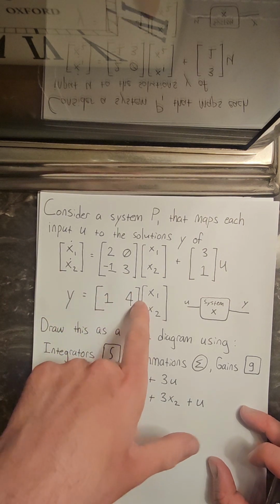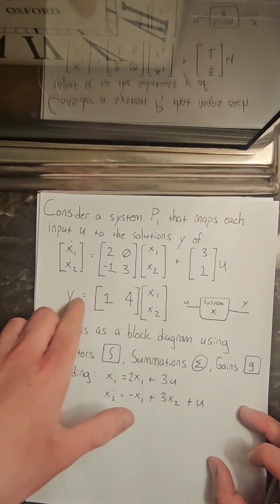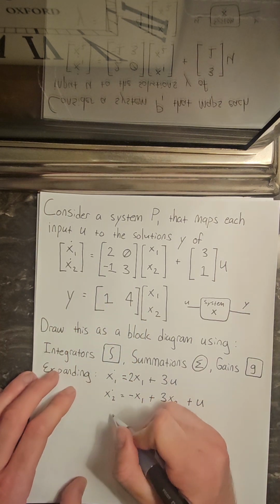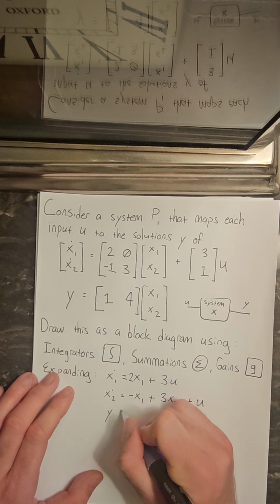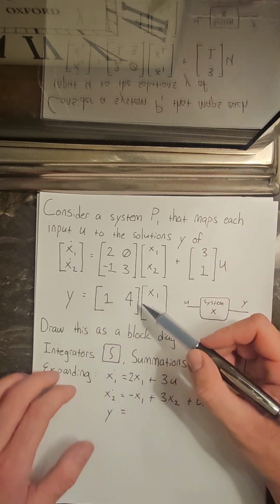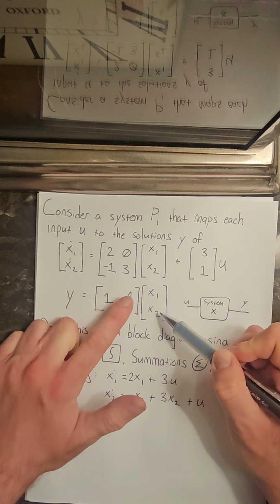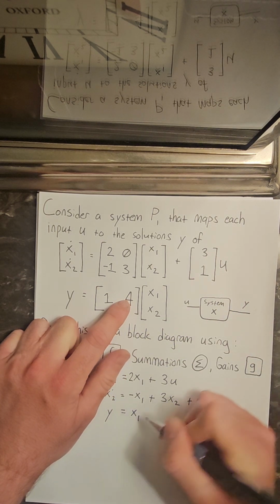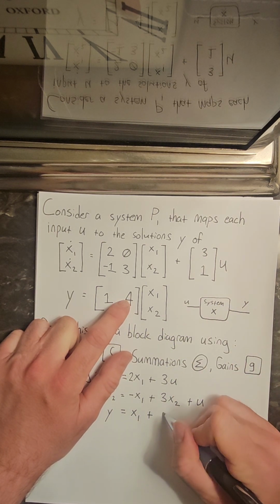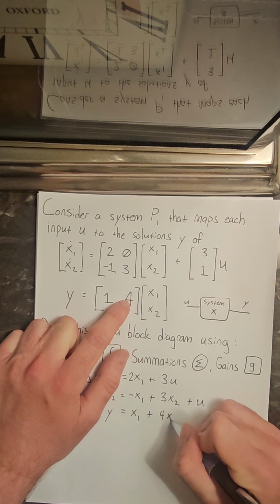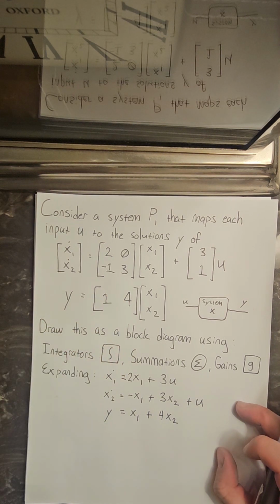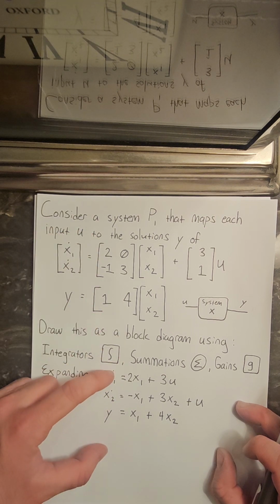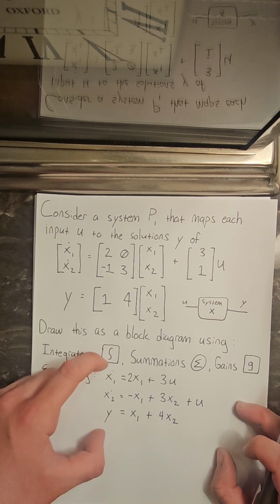And then let's take care of this guy down here. This is actually just going to come out to one equation when you do the multiplication. So we have y equals 1 times x1 plus 4 times x2. So you see how this is one and the same. These are just two different forms of the same thing, which is a set of linear equations.